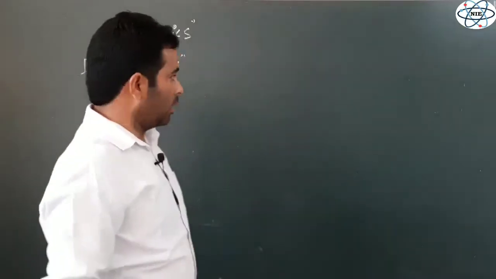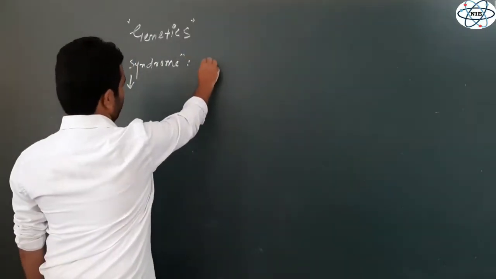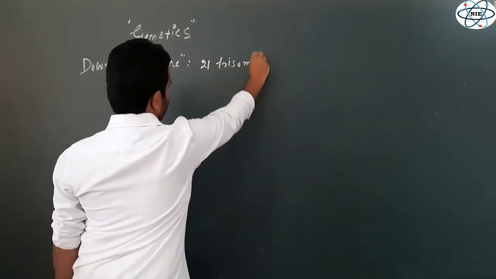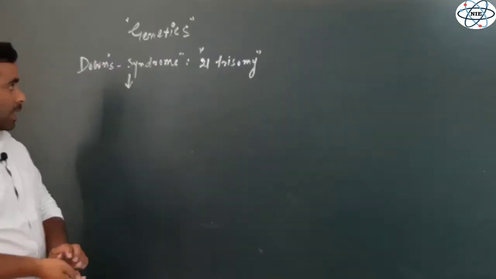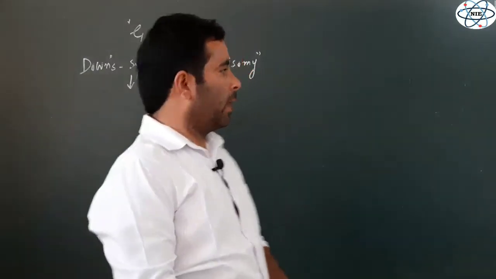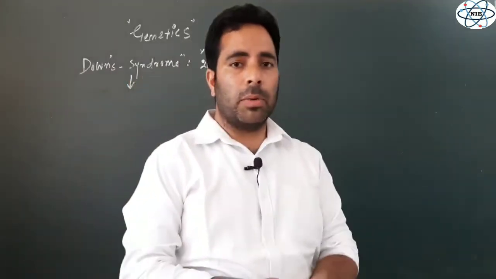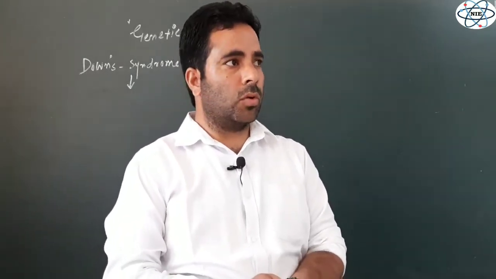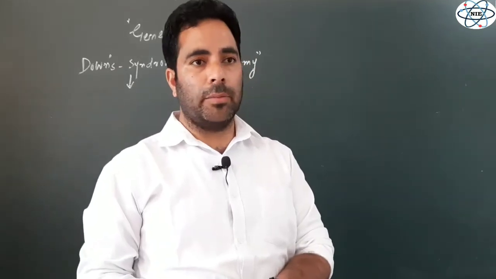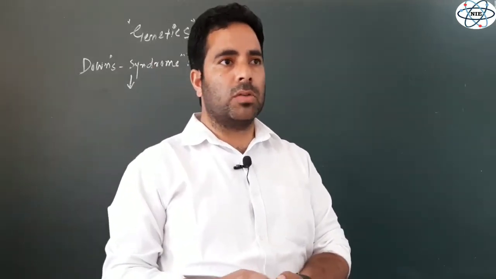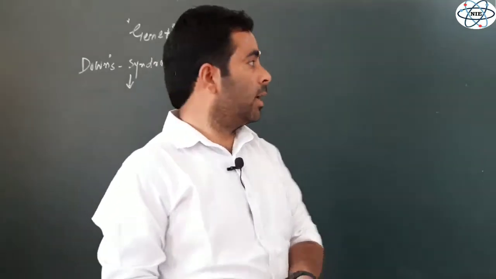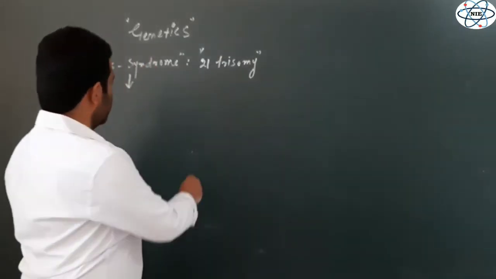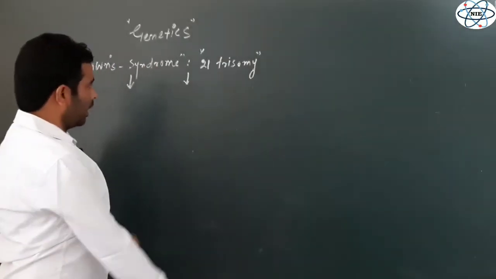This Down syndrome is also known as 21 trisomy. Please try to understand, 21 trisomy means where the chromosome number 21 is present 3 times. So instead of 2 times, the chromosome number 21 exists 3 times. There are 3 copies of chromosome number 21, right? That is why it is known as 21 trisomy. I will explain everything.